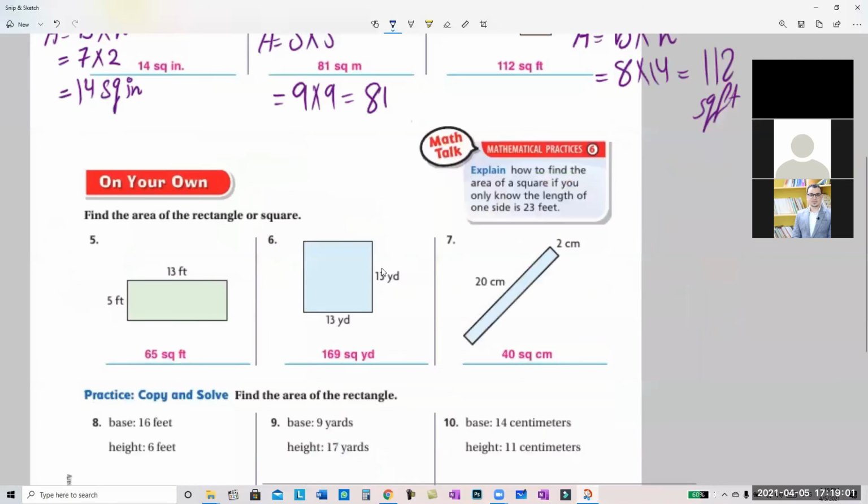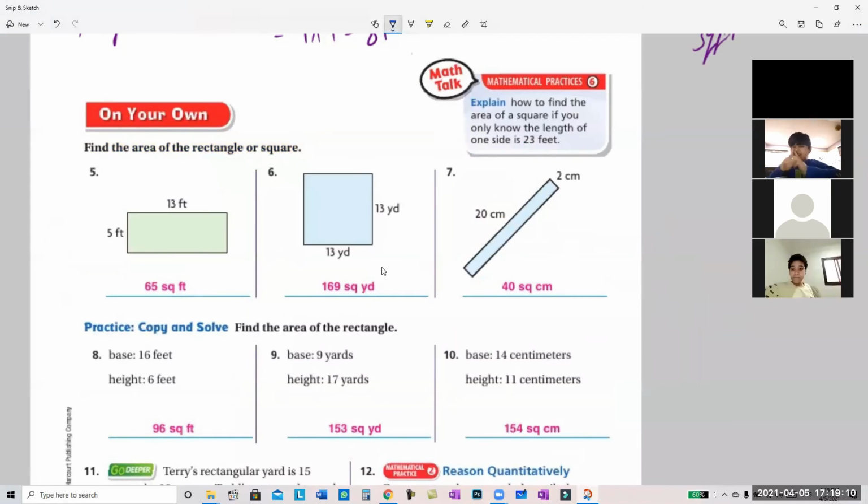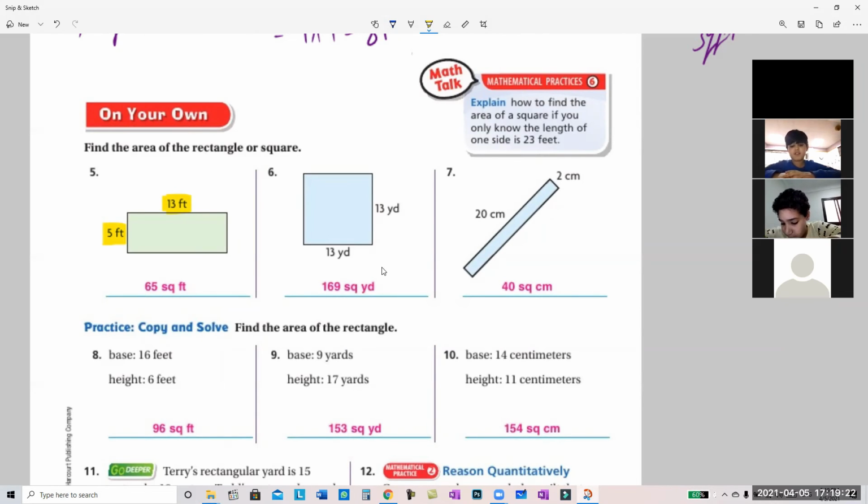Okay, I need someone else here. Okay, what about Muhammad Burair? Hello, Mr. Okay, Muhammad, we have number 5. We have 5 feet and we have 13 feet. So do we have a square or rectangle here?